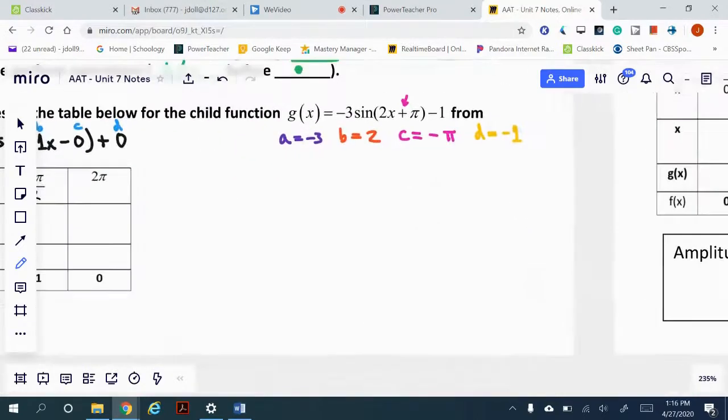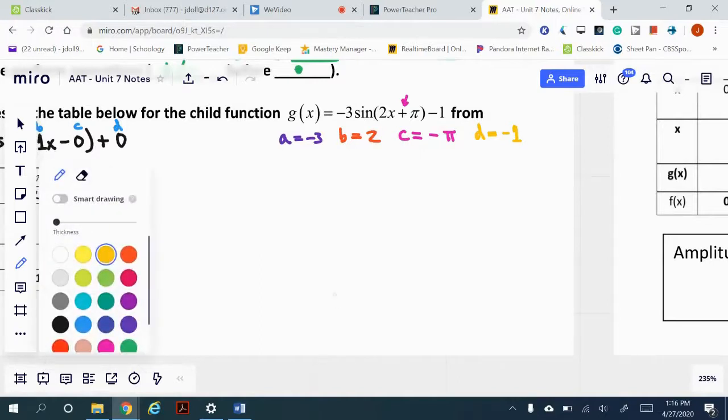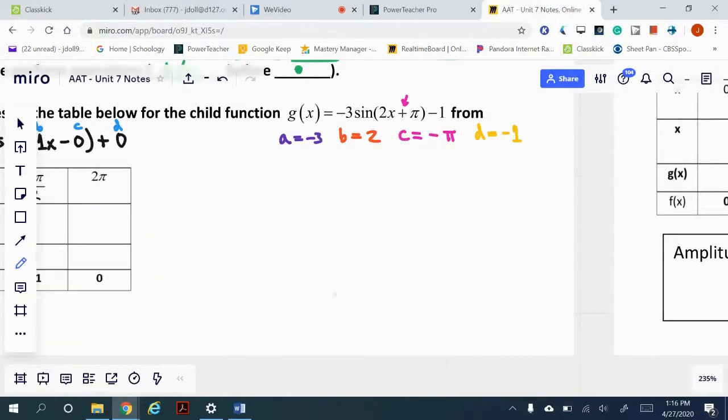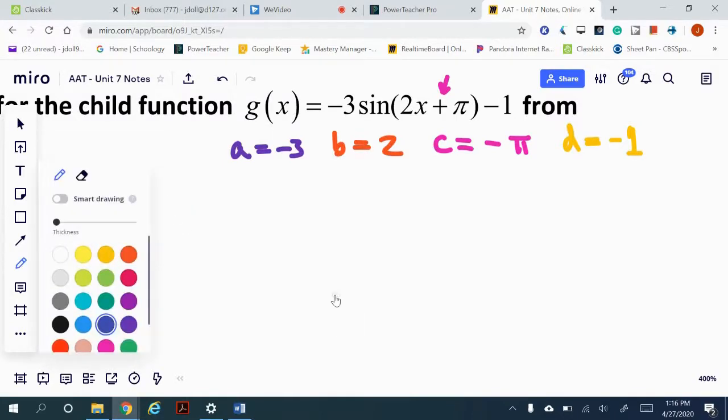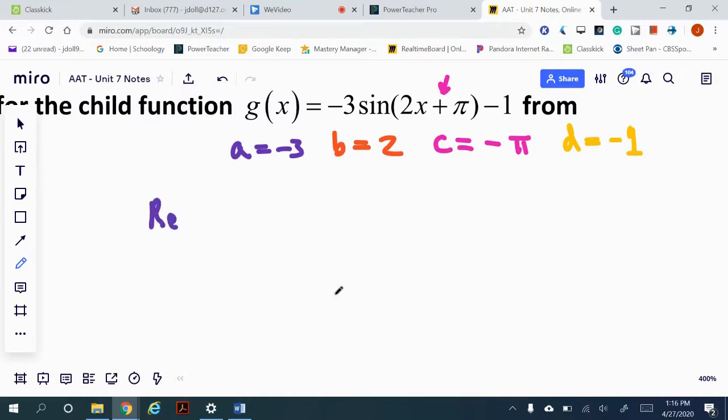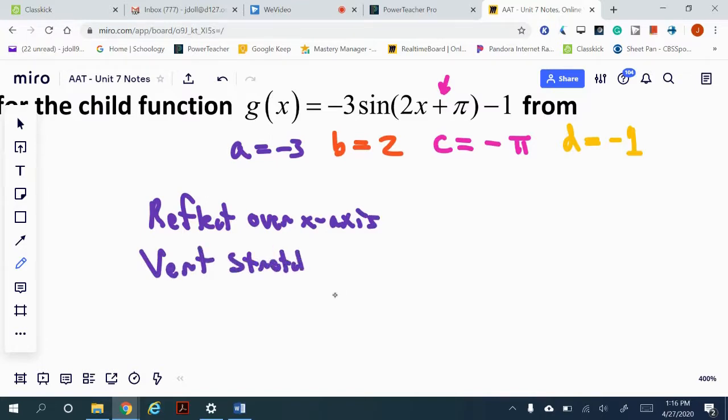All right. So if we were describing these transformationally, which we're not going to take a lot of time to do, but I'll do it once for us here. With A being -3, that is going to cause a reflection. Oops, that's the wrong purple. Sorry. Hold on. Let me get the right color purple here. So A is going to cause a reflection over the x-axis. And we're going to have a vertical stretch by 3.